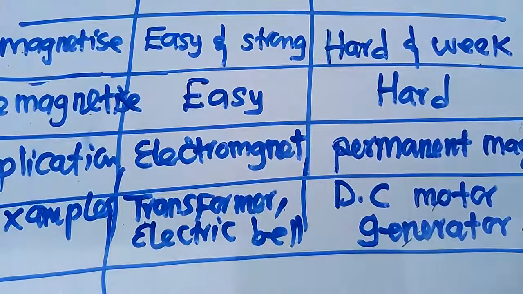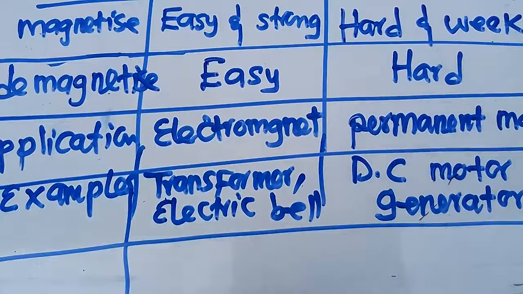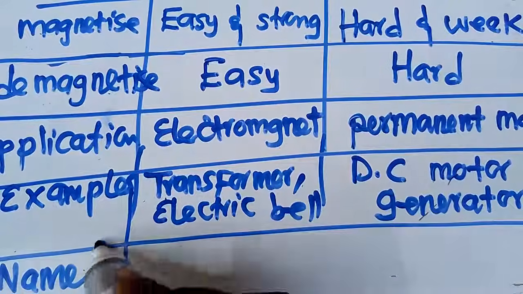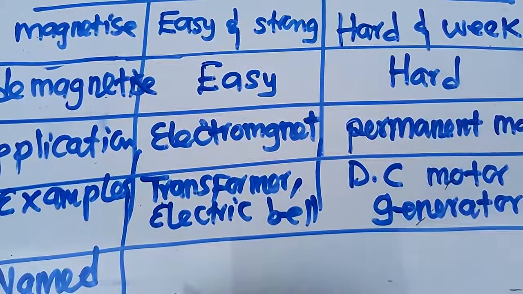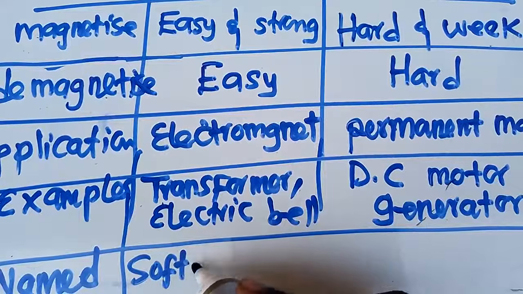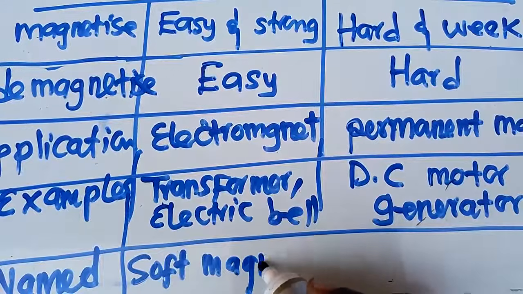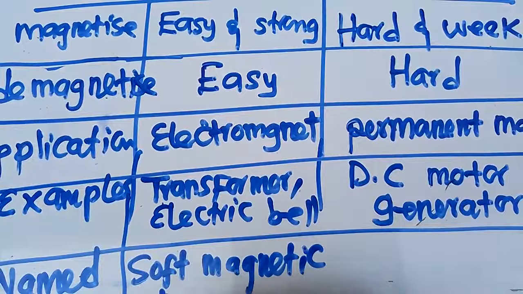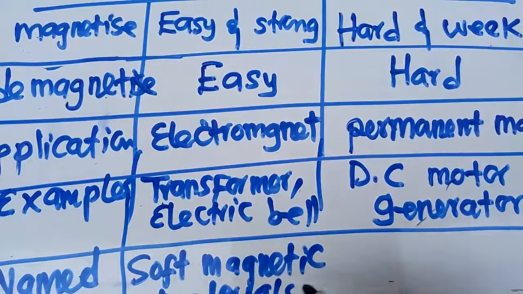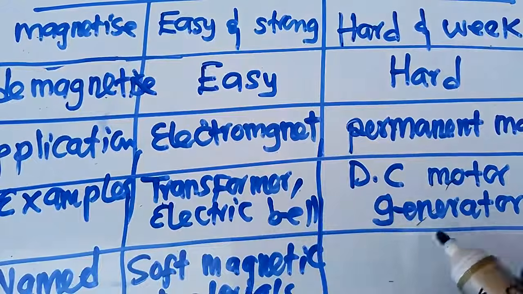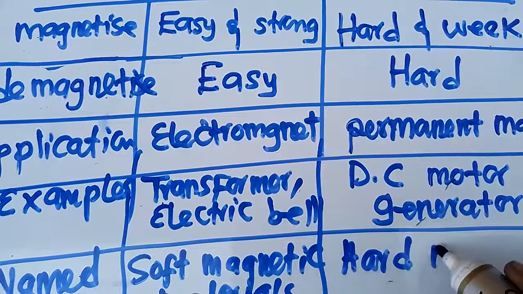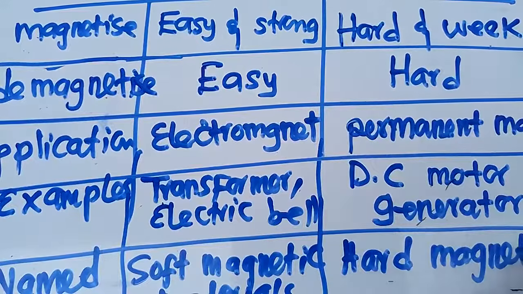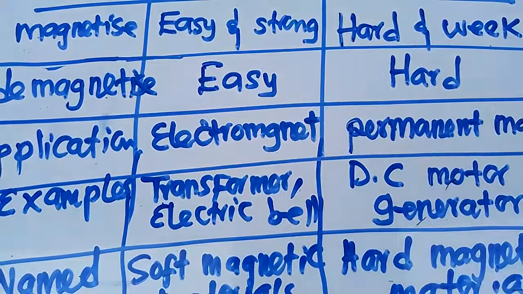And the other one here, what do we call them mostly? So these ones are called soft magnetic materials. This is what they are called, soft magnetic materials. What about steel? Steel is called a hard magnetic material. This is how you need to understand them.